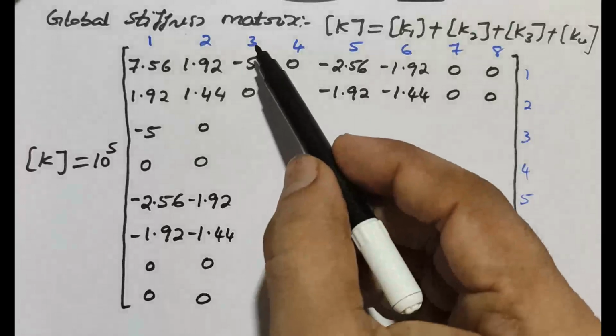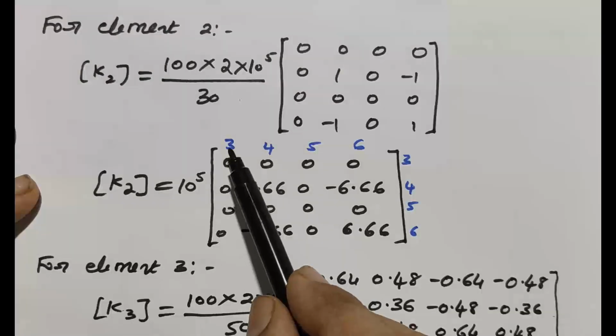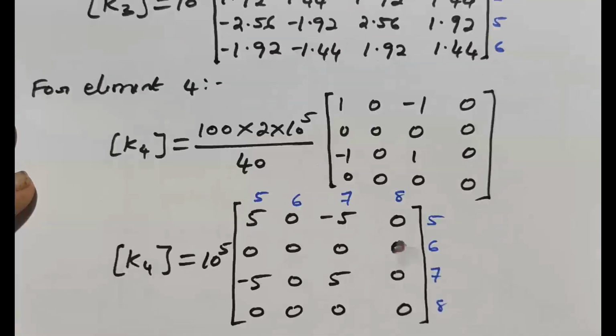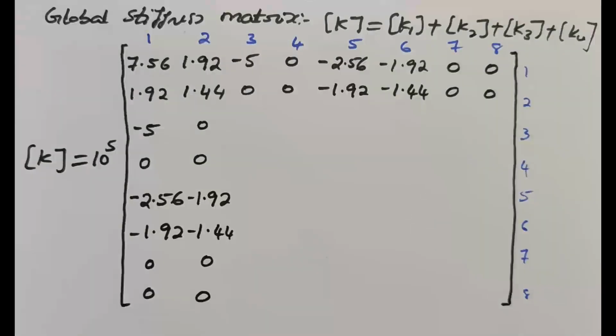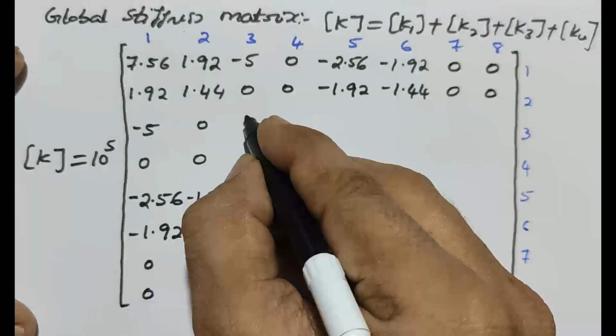Next we need element corresponding to 3 and 3. See K1, here element corresponding to 3 and 3 is 5. In K2 element corresponding to 3 and 3 is 0. In K3 we don't have any element corresponding to 3 and 3. Again in K4 we don't have any element corresponding to 3 and 3. Therefore element corresponding to 3 and 3 is 5.